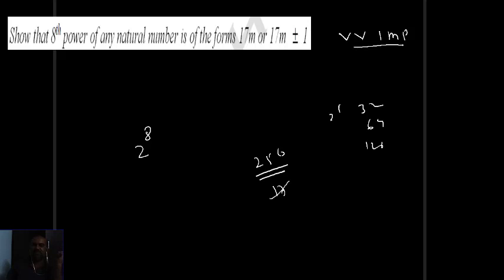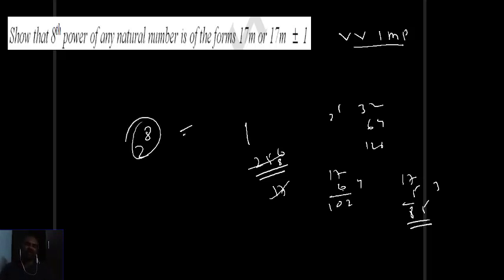Divide. 17 ones are 17. 17 sixes are 102. We'll cross it. 17 fives are 85. Okay, what is the meaning of that? It leaves remainder 1 when divided by 17. What I can say? 2 power 8 is in the form of 17m plus 1.